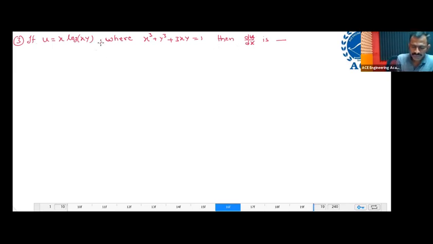u is a function of two variables. So the derivative of u with respect to any one variable is partial. But here we are asked to find the ordinary derivative. So this depends on the other variable relation.